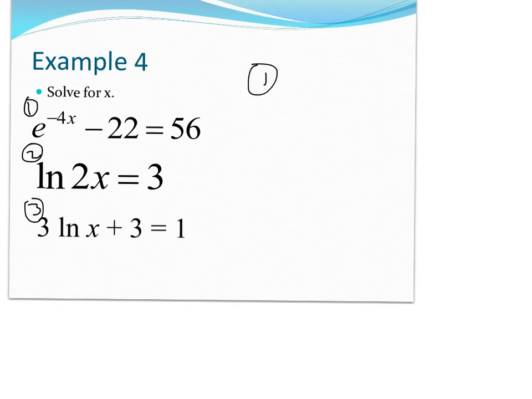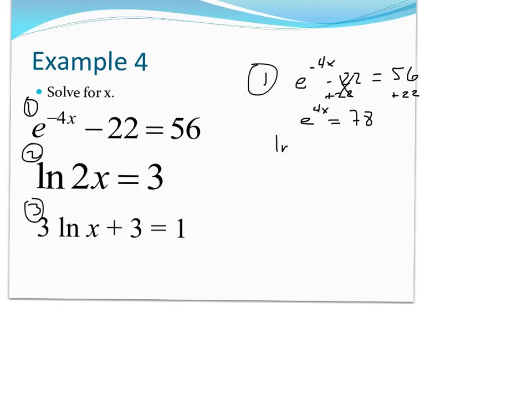Okay, so let's deal with the first one, and we're going to go ahead and solve for x. These are just different variations of situations in which we need to solve using a logarithm. This one's base e, so I'm going to have to use a natural log, but I want the whole exponential function by itself. So the first thing I've got to do is add 22 to both sides. So e to the 4x is equal to, this cancels out, and 56 plus 22, 78.